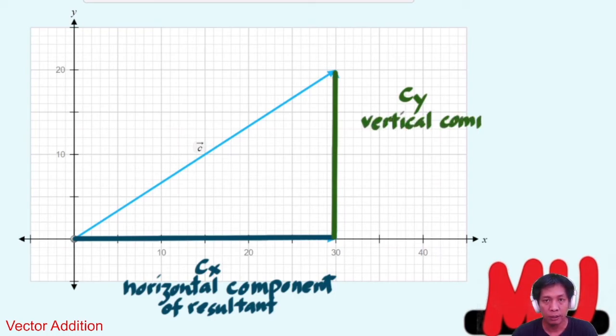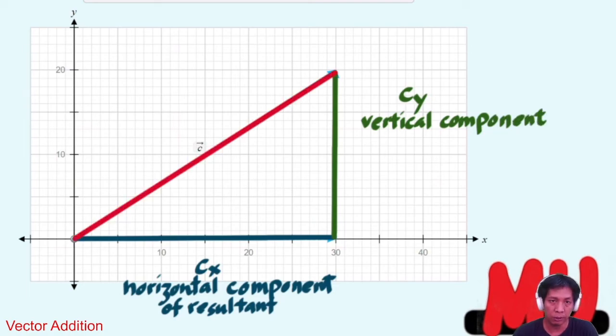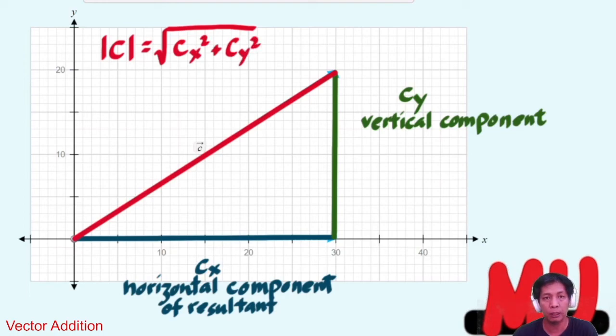Now, in order for you to calculate the magnitude of the resultant vector C, you can use the Pythagorean theorem. As usual, people will use the modulus sign just to imply that we are after the magnitude of a certain vector only. In our case here, we have a right triangle, and using the Pythagorean theorem, we can have this equation. You use this in determining the magnitude of the resultant vector.